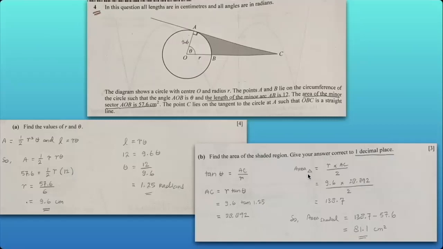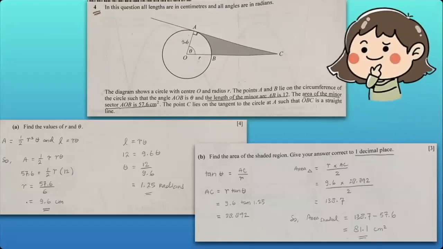Now let's find the area of the triangle, which is the base, the radius, multiplied by the height, which is AC, divided by 2. That gives us 138.7. So the area of the shaded region is equal to the area of the triangle subtracted by the area of the sector there, which is equal to 81.1 centimeters square.